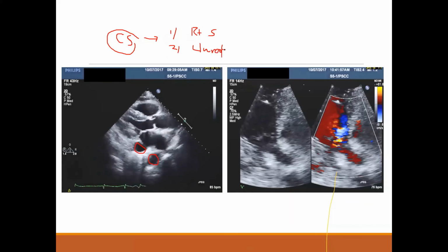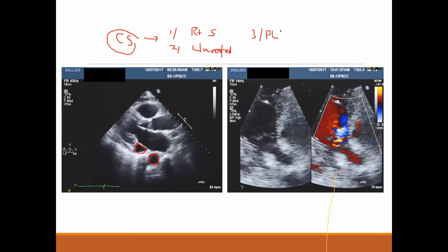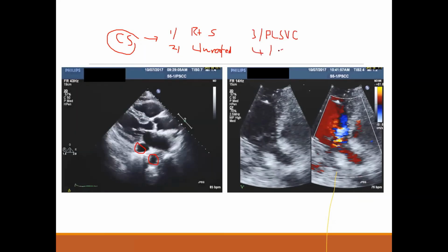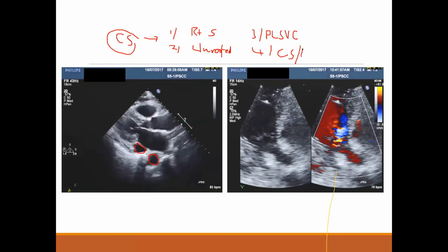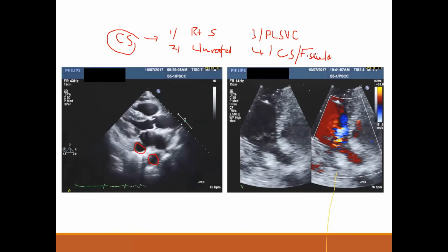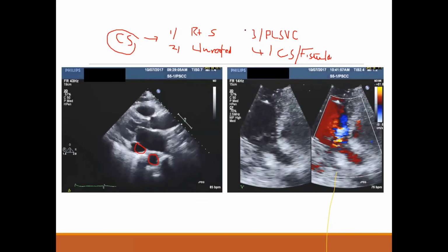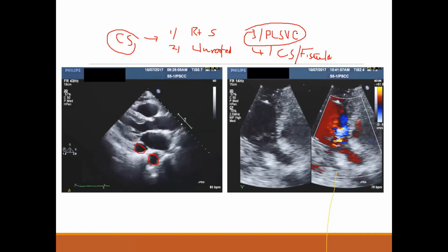Persistent left SVC. Very good. Three, persistent left SVC. Four, anomalous pulmonary vein drainage. Okay, I would say coronary sinus fistula, meaning that it might be the course of the coronary arteries abnormally draining in the coronary sinus and leading to dilatation. Now from this list, the very first one we want to rule out as a reflex is this one.